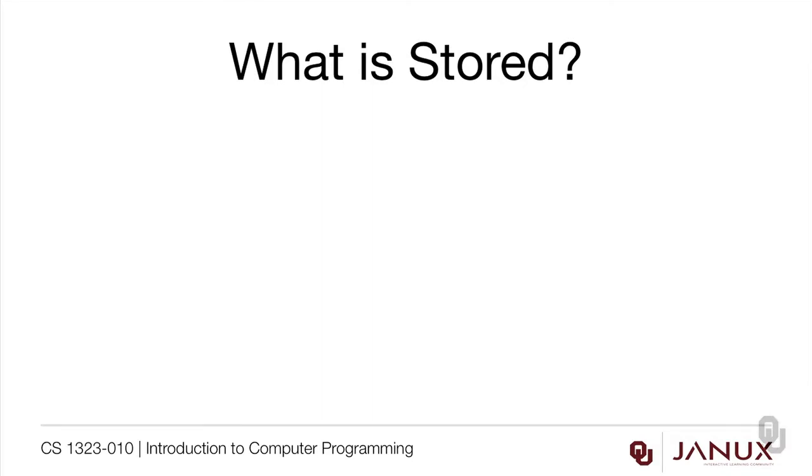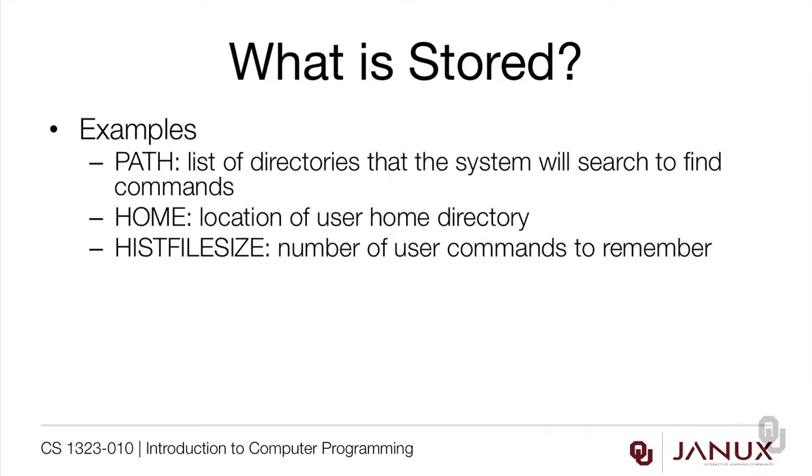What exactly gets stored? Well, for example, the path is stored. This is a list of directories, otherwise known as folders, that the system will search to find commands. There's one called home, and that is the location of my user home directory. In other words, the default place that files get put. There's also something called HISTFILESIZE, and that is the number of user commands that are remembered. So it will actually remember the last 500 commands that were typed in. That's kind of useful sometimes.